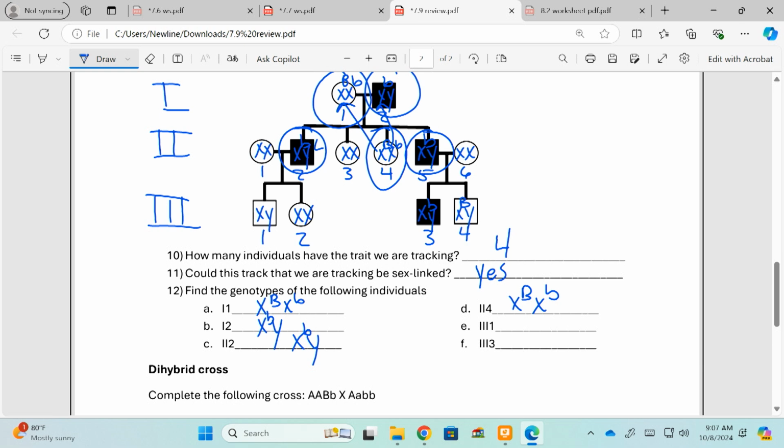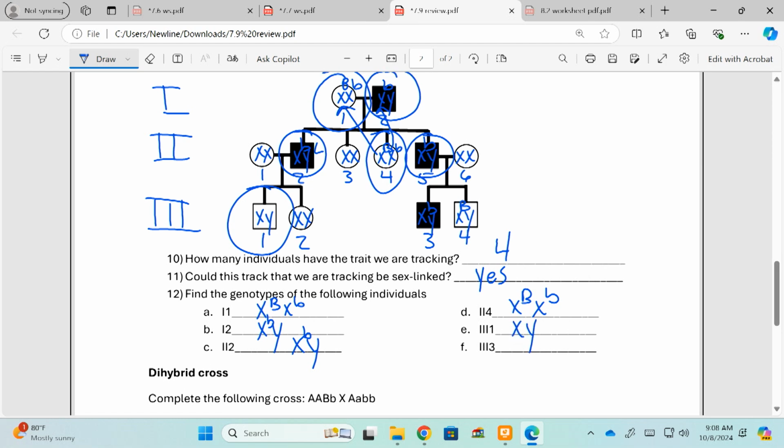E says 3-1. Okay, so 3-1, what's the genotype of this individual? Okay, well, it's a male, so it's XY. He is not showing the trait, so he's got a capital B. Okay, that's the only way a man would not be showing the sex-linked trait, is if it's that dominant one.